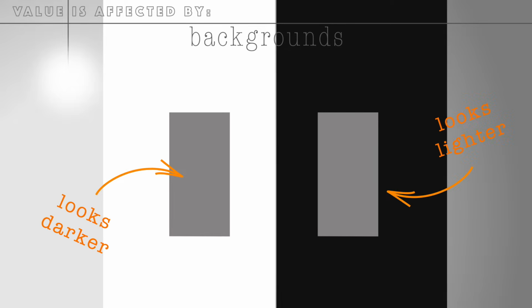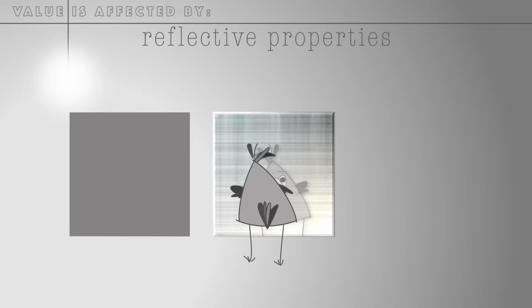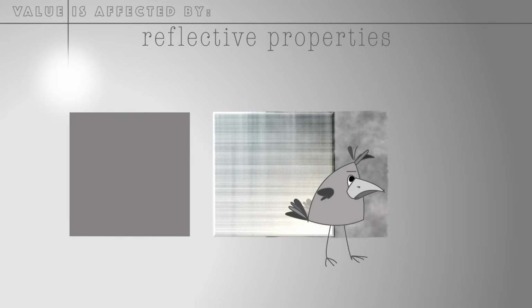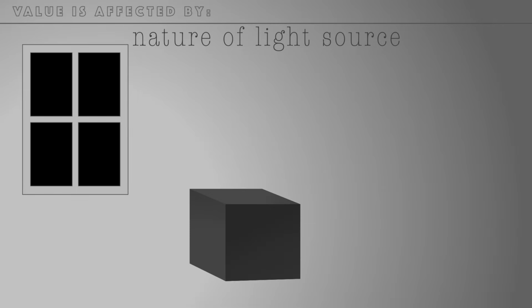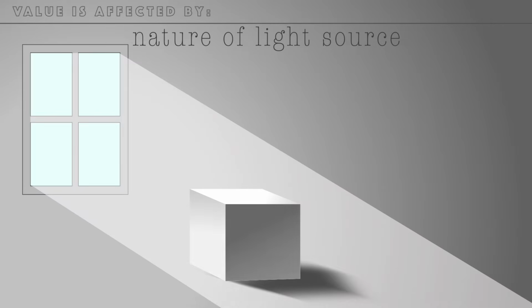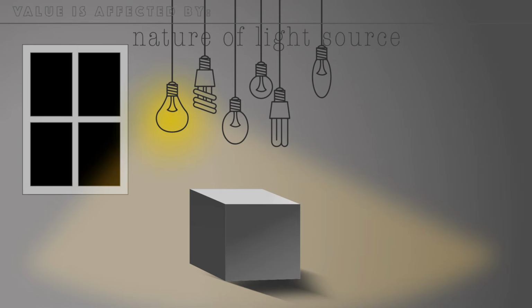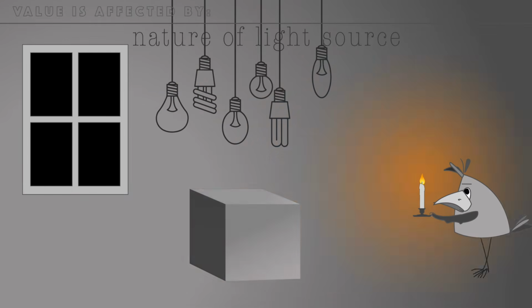Background value. Same object can look lighter or darker against different backgrounds. Texture and reflective properties of the surface. Each surface reflects light differently. Nature of the light source. Natural high contrast or diffused light, an artificial spotlight, or an ambience light.